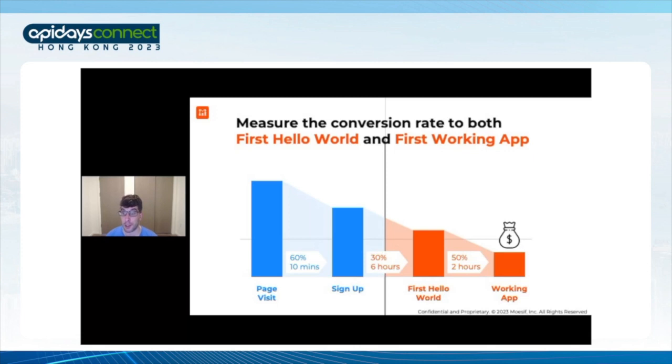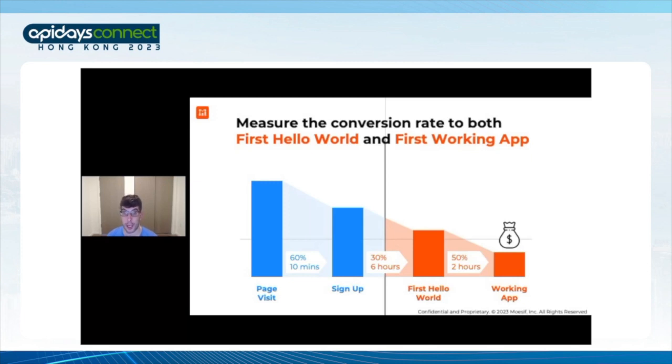And then they get to these last 2 steps, which are first hello world and working out. And notice that these are focused on your API platform versus what they're doing on the website. So let's create some definitions. Your first hello world is the time it takes and the conversion rate for a developer to make that very first API call. So this could be using a tool like Postman or curl, but they're already exploring your API and deciding whether they want to continue to invest in it.